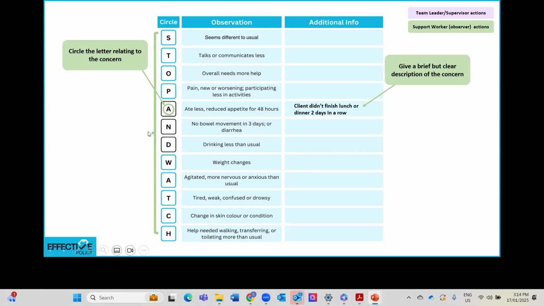As an example, circled A, ate less, reduced appetite for 48 hours. Client didn't finish lunch or dinner for 2 days in a row. Now, that shouldn't go unnoticed. So this is a sort of example of a brief but clear description. Purple, team leader is going to look over this. Assess the residents yourself to ensure that the tool is completed well and accurately.